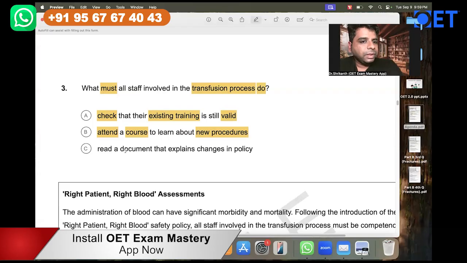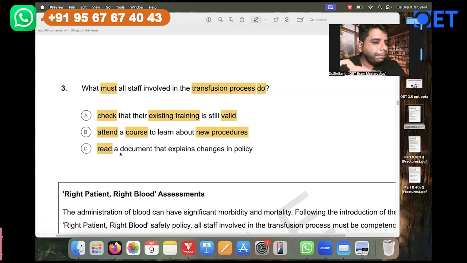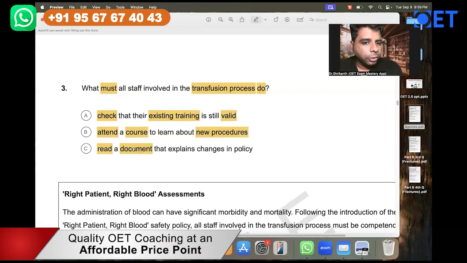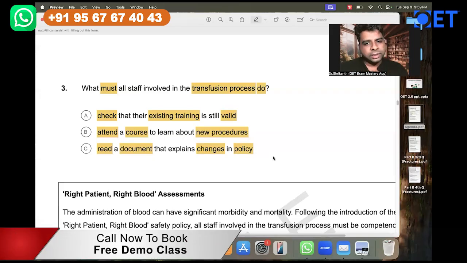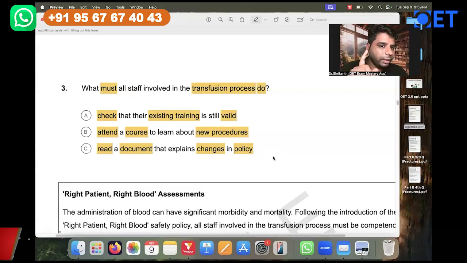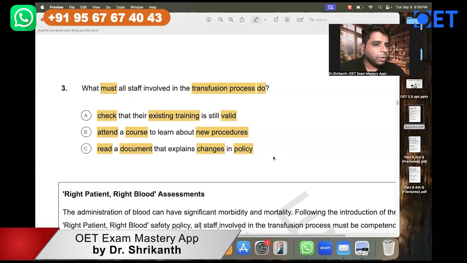Answer option C, they have to read one document. Now see, what is the tense over here? It is singular tense. It is not plural tense, right? So they have to read compulsorily one single document that explains. So what does this document do? This document is explaining changes in the policy. That is, previously the policy was like that, but now presently some changes have been made. So this document over here is explaining changes, and they have to read that one single document. So give importance to the tenses. See all these tiny words, they will definitely help you in eliminating the incorrect answer options.